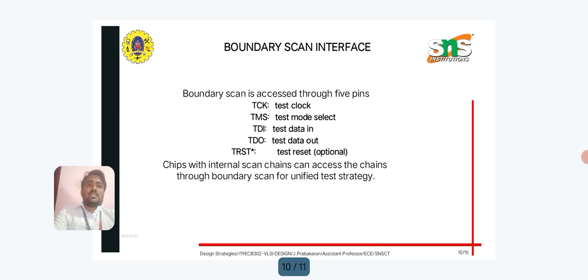Boundary scan is accessed through five pins: test clock and test mode select, and another one is test data in, test data out, and test reset. Chips with internal scan chains can access the chains through boundary scan for a unified test strategy. Boundary scan is a powerful method for testing, debugging, and programming VLSI circuits and PCBs.